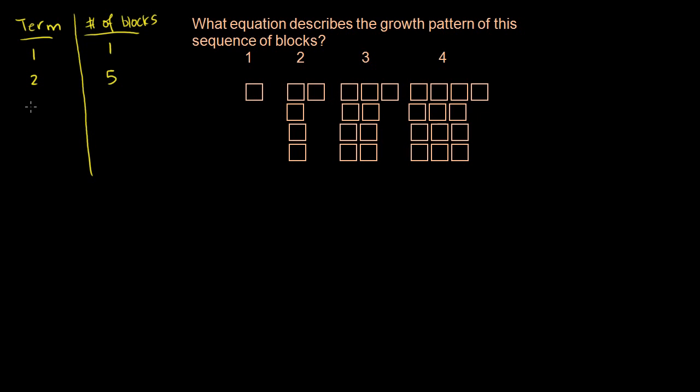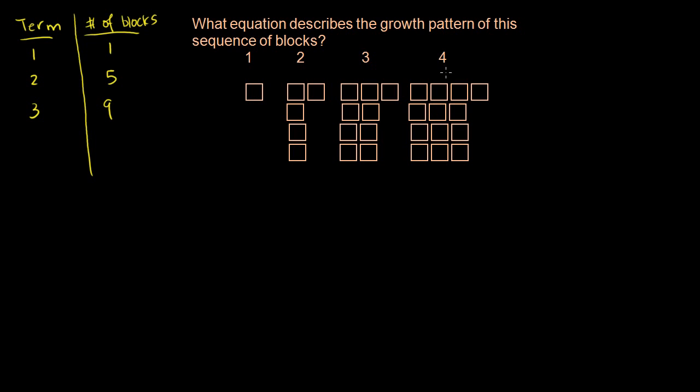Then in our third term, what happened? Well, it just looks just like the second term, but we added another column of 4 blocks here. We added this column right there, if you imagine they're being added to the left-hand side of the pattern. So we added 4 more blocks. We have 9 blocks now. So it looks like each time we're adding 4 blocks.